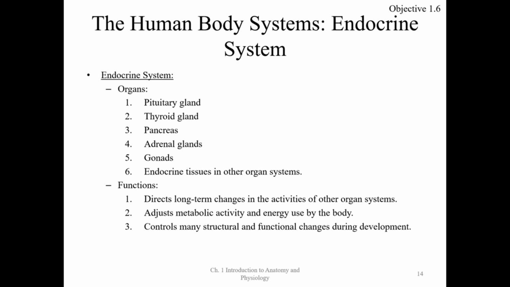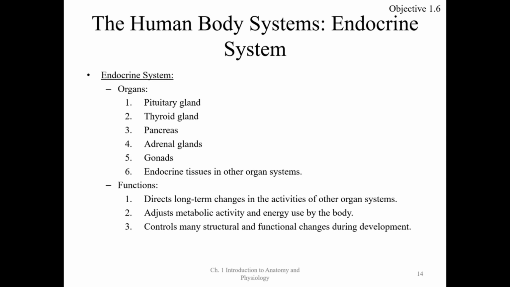The pituitary gland, the thyroid gland, the pancreas, the adrenal glands, and gonads, to name a few of these. The endocrine tissues are also found in other systems. These are some of the major organs. These aren't all of them. We will spend A and P2 learning all this.